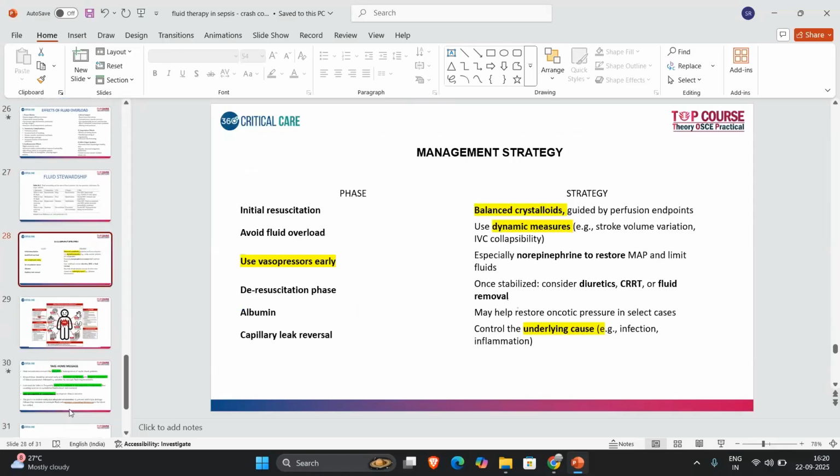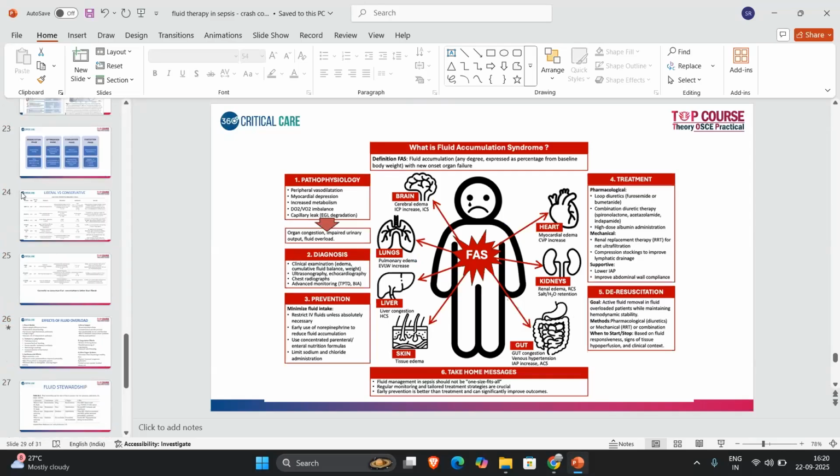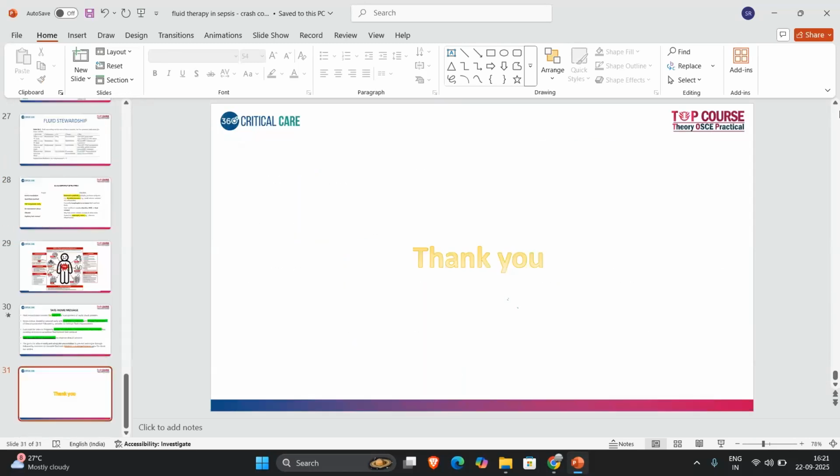So, what are the worst case complications? They might ask you questions like, what is global increased permeability syndrome or fluid accumulation syndrome? It's just by overzealous treatment in stage 3 of the ROSE concept, that is your stabilization phase. Because if you have continued overzealously treating the patient, it can end up in something called GIPS. So this is about fluid therapy.